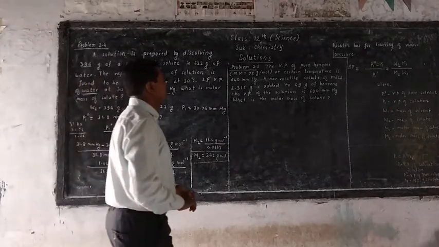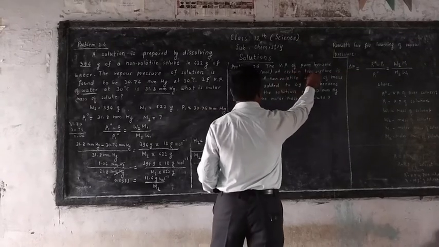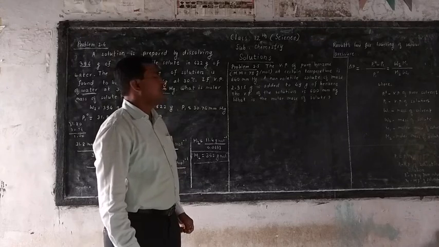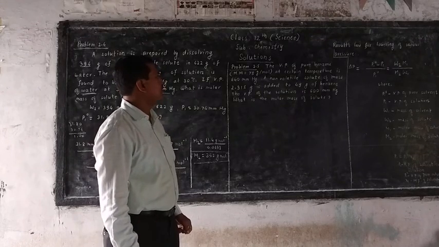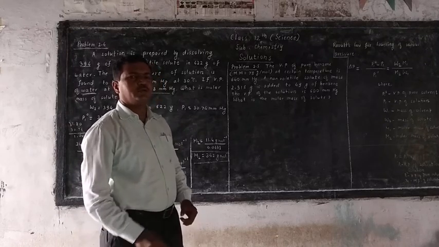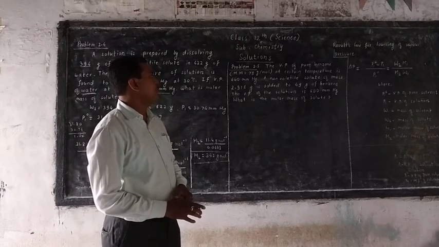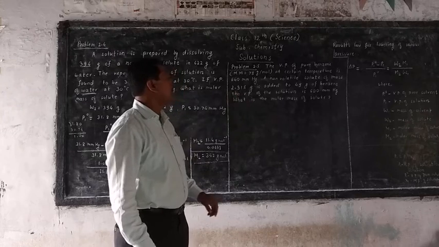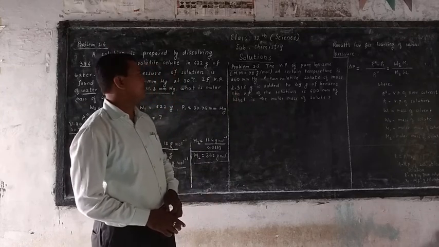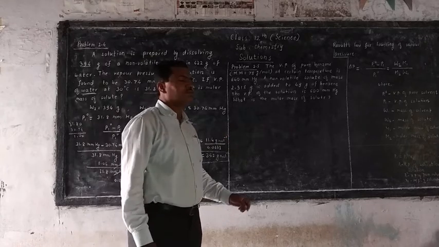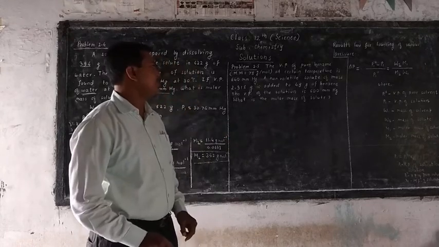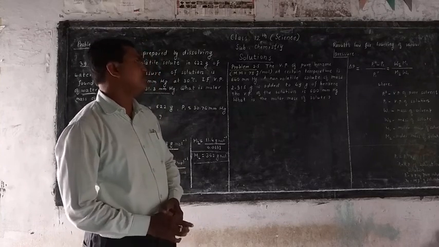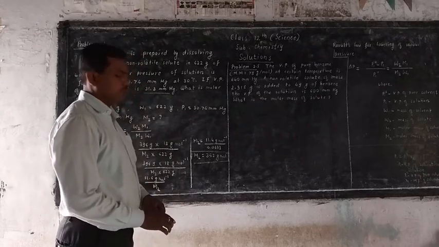Now the second problem: the vapor pressure of pure benzene. What is the formula of benzene? C6H6, molar mass is 78 gram per mole. At a certain temperature it is 640 mm of mercury. A non-volatile solute of mass 2.314 gram is added to 49 gram of benzene. The vapor pressure of solution is 600 mm of mercury. What is the molar mass of solute?